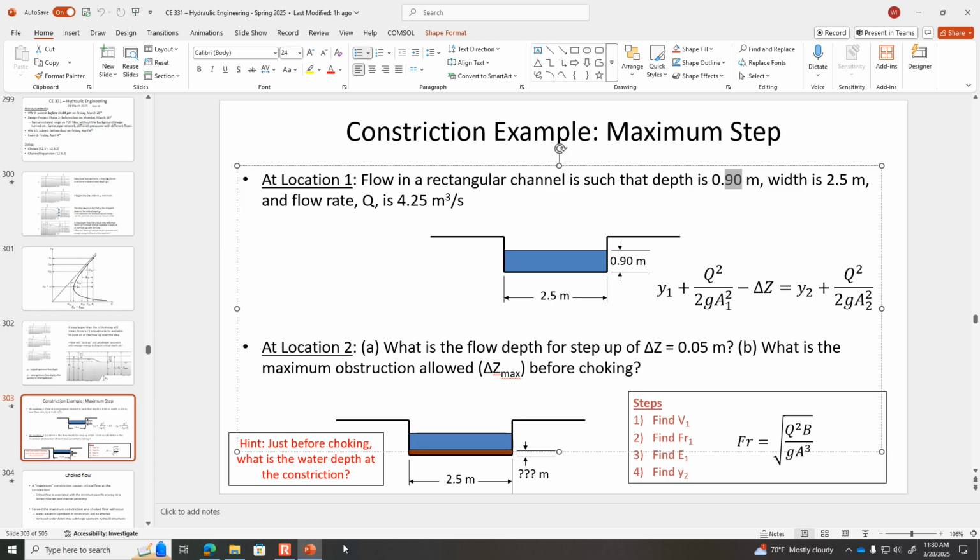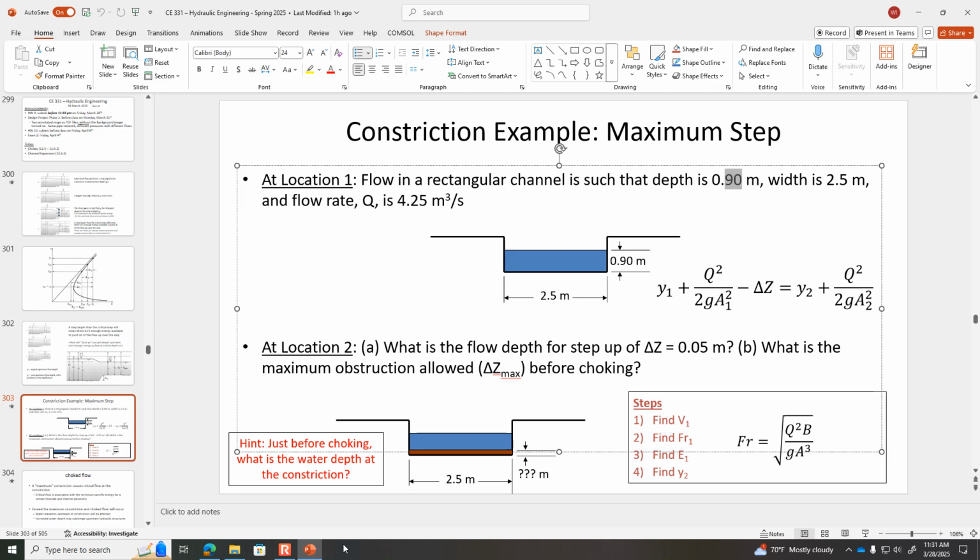All right, so for part B, the situation is let Y2 equal YC. Because when it's just about to choke, the water's going to flow at critical conditions over the obstruction. So what was our specific energy equation? It was y1 plus the velocity head, v1 squared divided by 2g, minus delta z is equal to y2 plus the velocity head, q squared divided by 2g A squared.